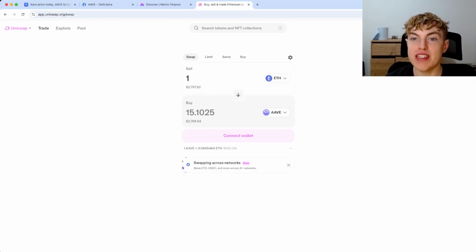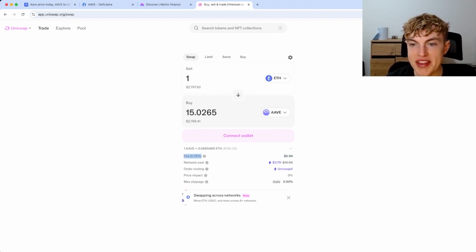For example, if someone wanted to trade 1 Ethereum for AAVE, they would have to pay some fees. It says right here for this trade, they'd be paying a $7 fee, and guess what? A percentage of that fee is going right back to the liquidity providers. So at scale, this can be a really cool way to make passive income on your cryptocurrency.